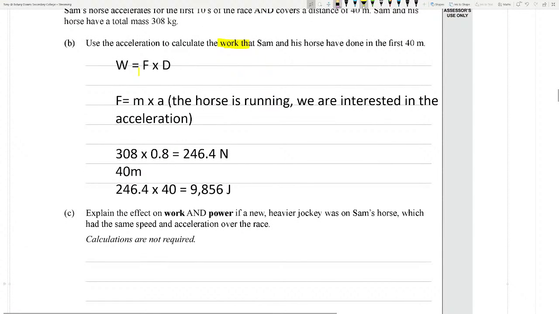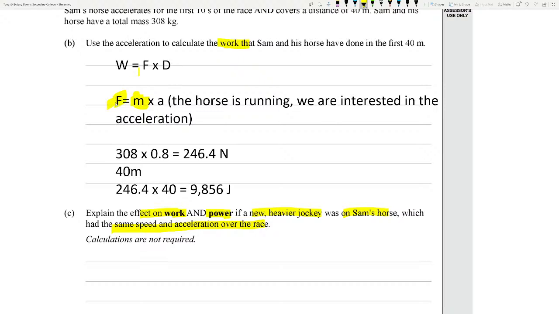This is where you need to understand the equation. Explain the effect on work and power. Power is work divided by time. If a heavier jockey is on Sam's horse, which had the same speed and acceleration over the race, you need to think about this. What has increased is the mass, because the jockey is heavier, so the combined mass is greater.